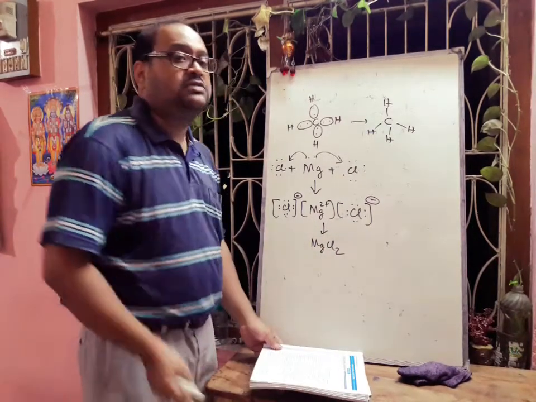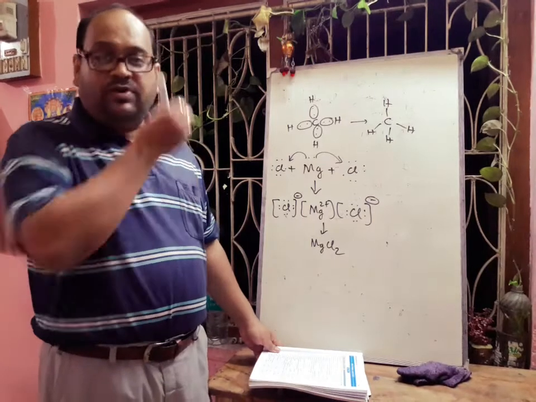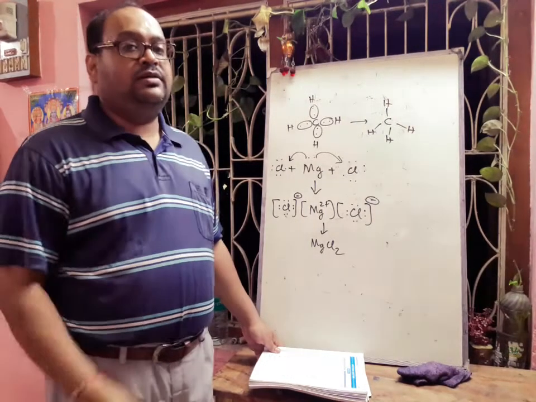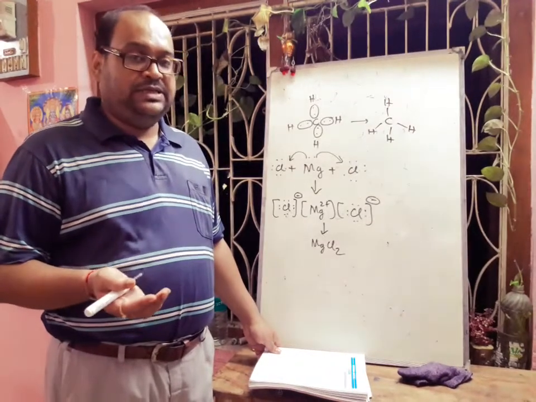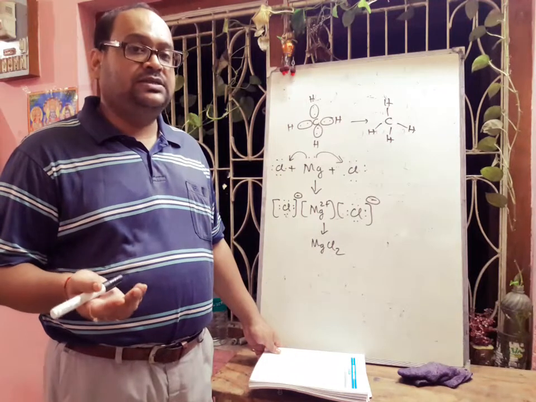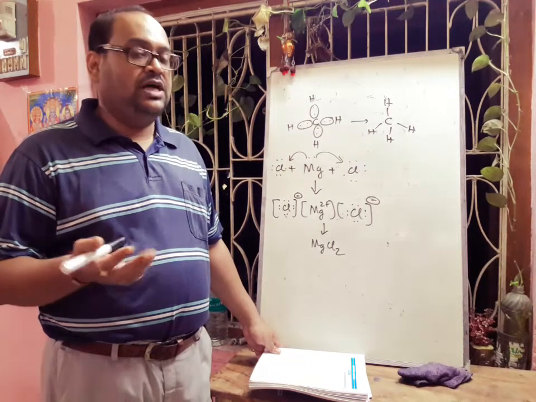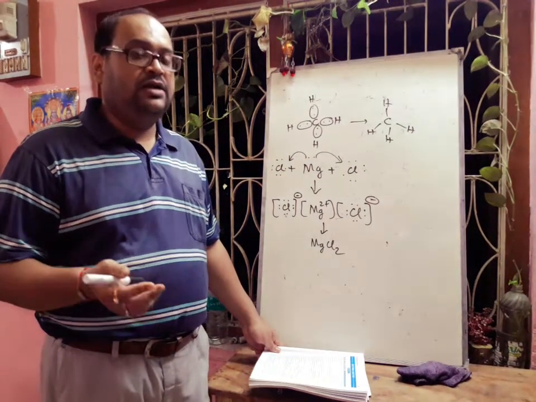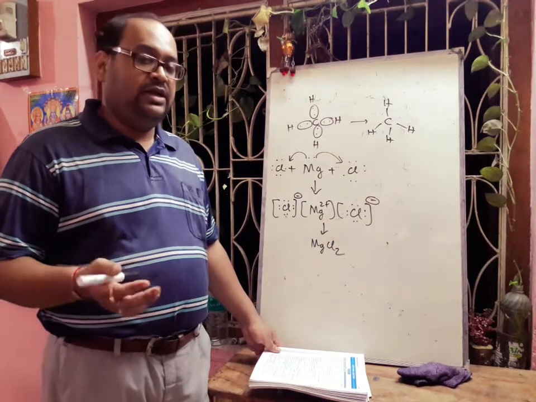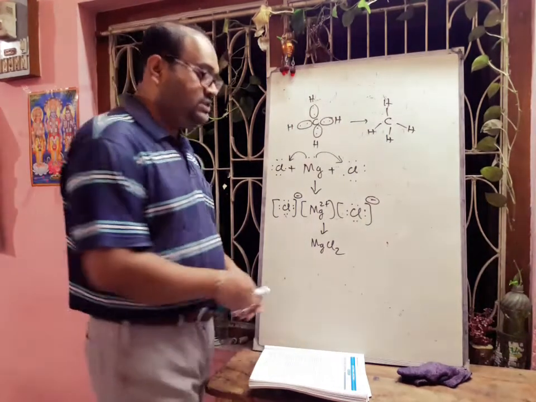Different types of questions may be asked. Suppose we can ask one question: give one example of a molecule where 4 covalent bonds are present as well as 12 lone pairs of electrons are present. So the answer will be carbon tetrachloride or carbon tetrabromide, like this, or CF4.